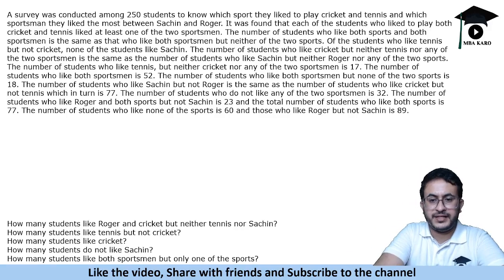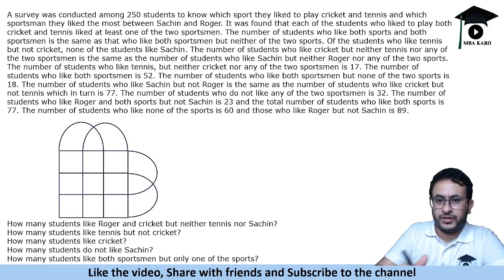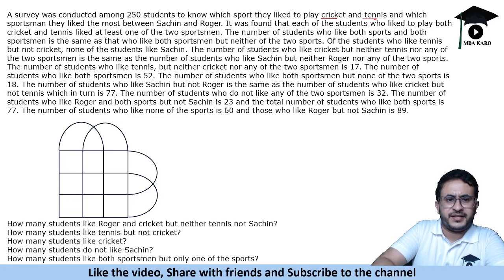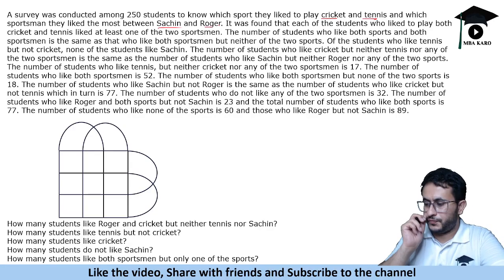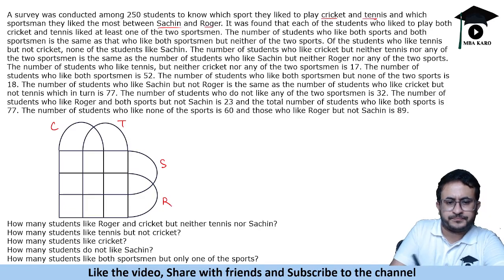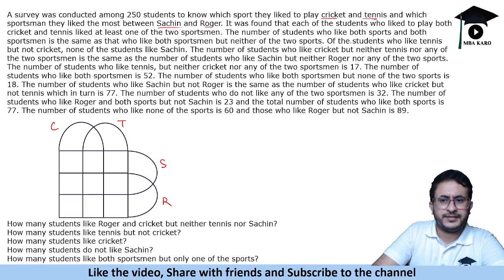So in this we shall again draw a 4-set Venn diagram like this. Okay. So there are 4 sets, that is cricket, tennis, and Sachin and Roger. So we will mark these like cricket, tennis, Sachin and Roger. And based on the conditions, we will keep filling in the values. Right. So it says that each of the students who like to play both cricket and tennis like at least one of the 2 sportsmen.